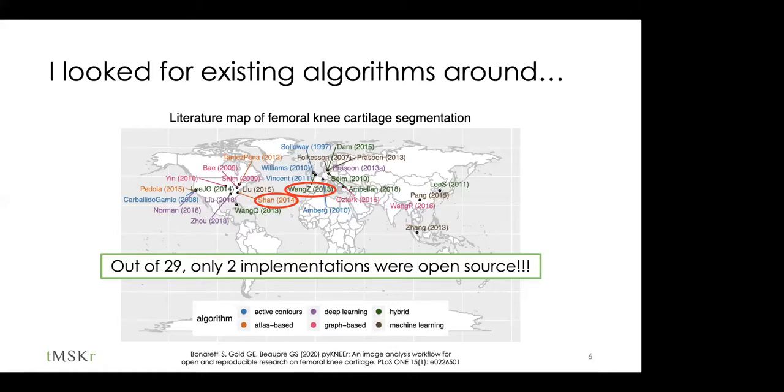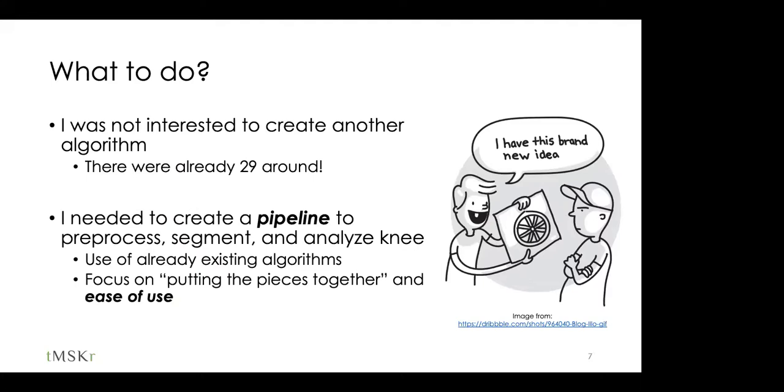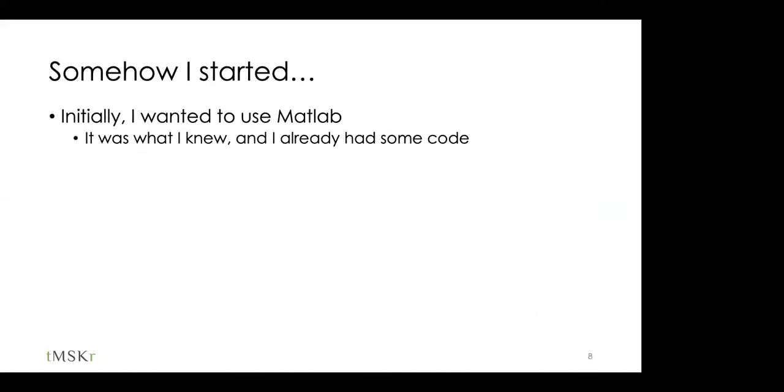So I said, okay, I have to do something anyway. What should I do? As I said, I was not interested in creating another algorithm because there were already 29 around. I didn't want to come up with the 30th. And I needed, again, to create a pipeline that would pre-process, segment, and analyze knee images, by using already existing algorithms. My focus was to put the whole pipeline together and make it easy for these people to work. I didn't really know how to start, but somehow I started, of course.